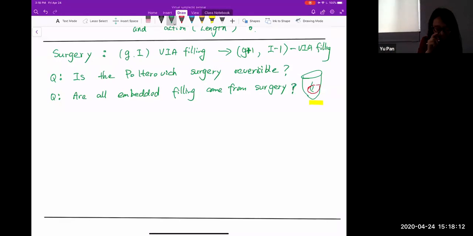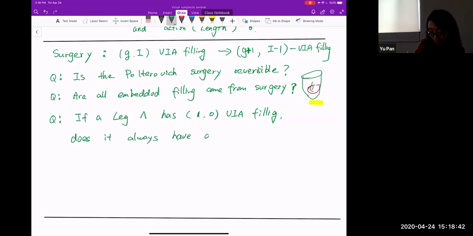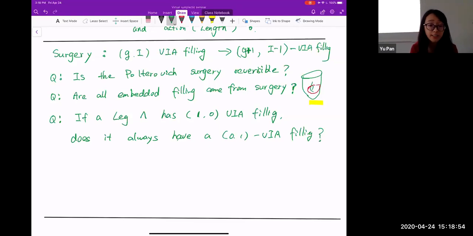So it seems very possible that embedded fillings can come from surgery, but we don't know right now. I guess another version of it is easier. It's saying: if a knot Lagrangian Λ has a genus one, zero immersed point VIA filling, does it always have a zero, one VIA filling? That means a disk filling with one immersed point. If it does have such a filling, then we can further ask whether this embedded filling comes from this one by surgery. But first, we would like to ask whether it has such a filling or not.